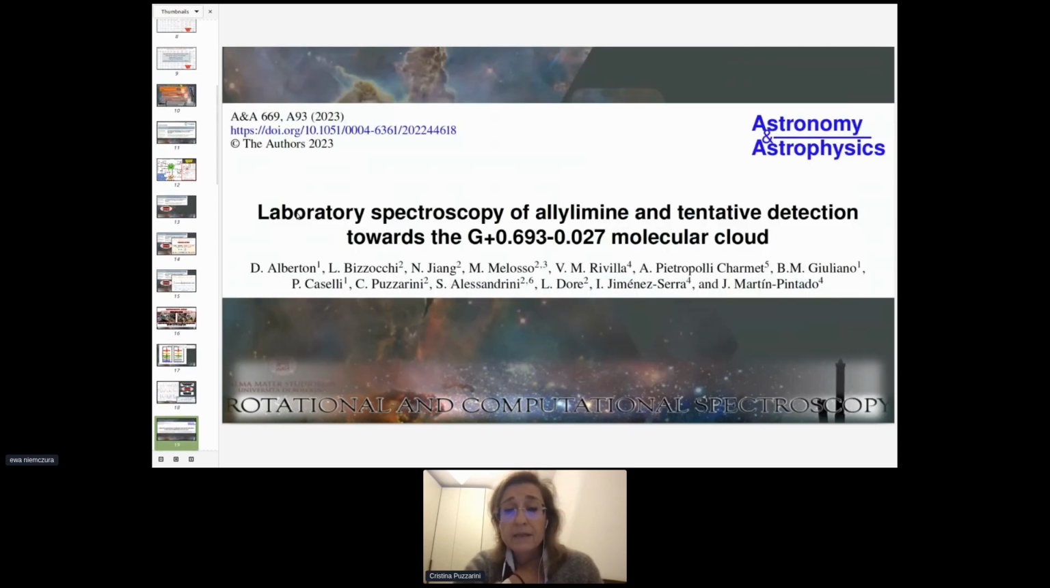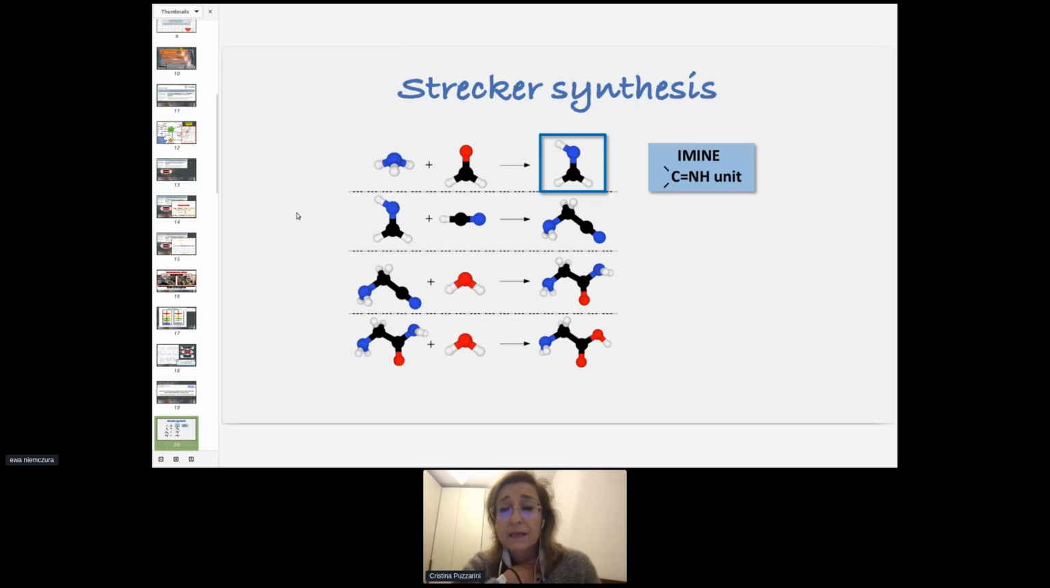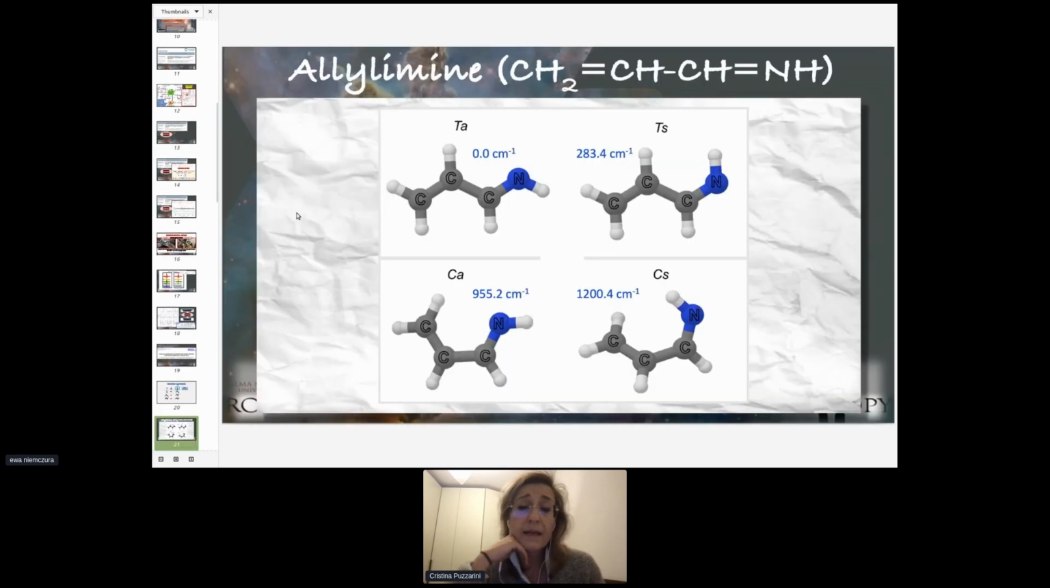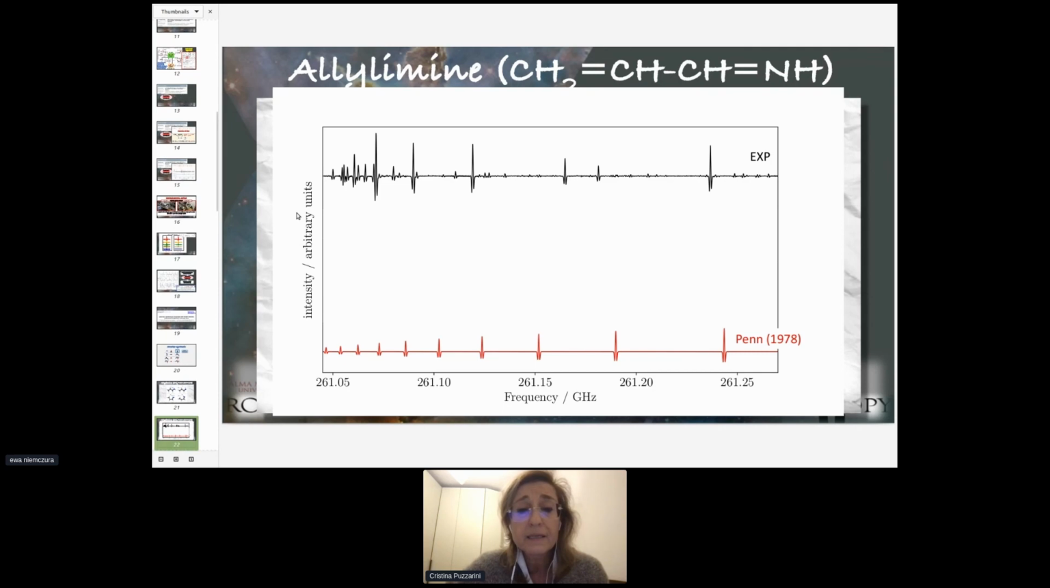Another example is the tentative detection of allylamine isomers. Next slide, please. Allylamine is in general an important intermediate in the Strecker synthesis. Next slide, please. And allylamine has two isomers, the trans and the cis, and for both we have the syn and anti. Next slide, please.